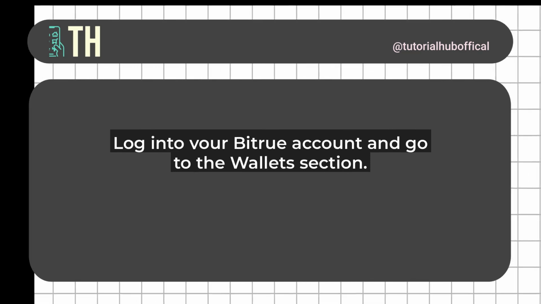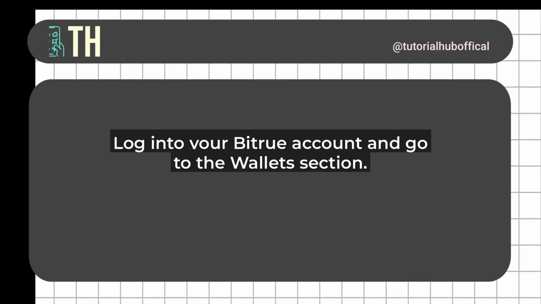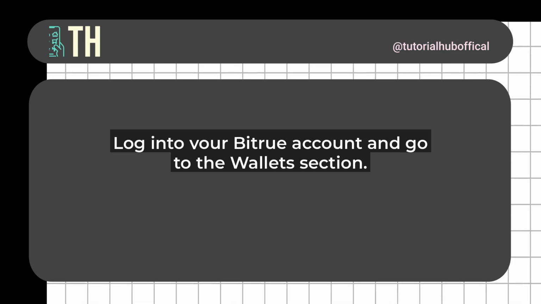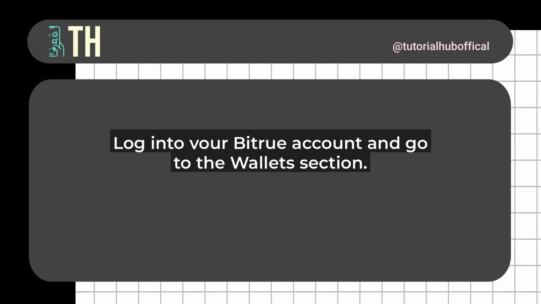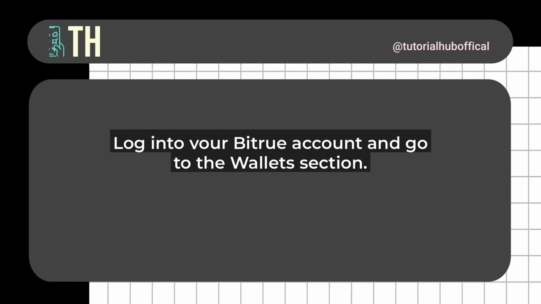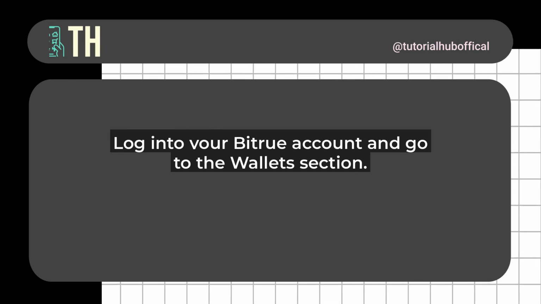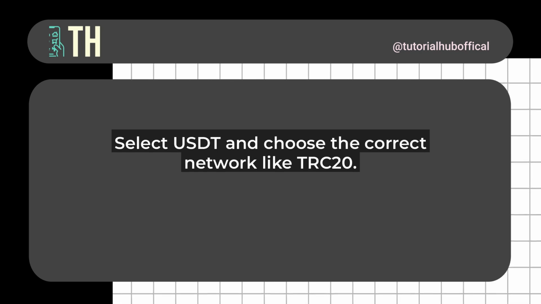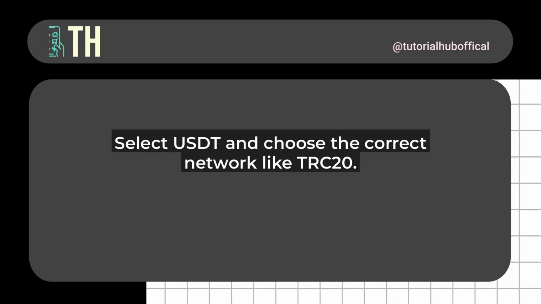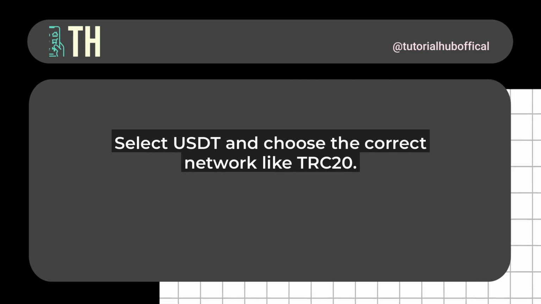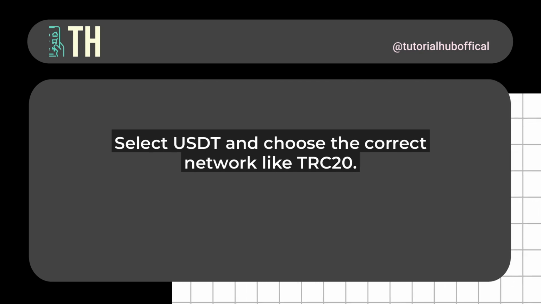Let's jump right in. First things first, make sure you have accounts on both Bitrue and Kucoin, and that your Bitrue account has some USDT ready to withdraw. Start by logging into your Bitrue account using your credentials. Once you're in, navigate to the Wallets, or Assets, section. It's usually in the main dashboard. Here, find your USDT balance and click on the Withdrawal option.